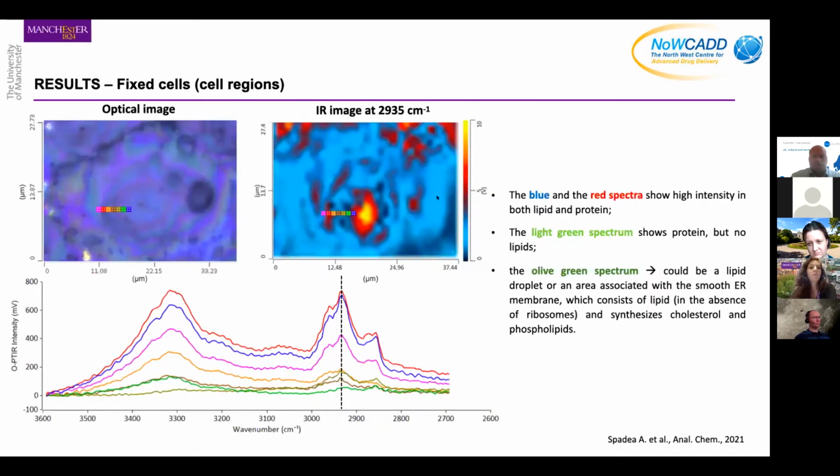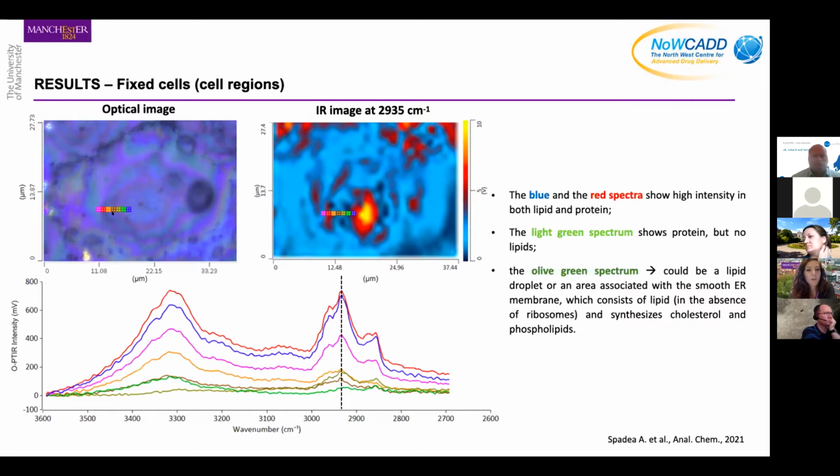But let's have a closer look at the spectra obtained with the OPO laser. You have here the same optical image, and next to it the infrared image of the same cell, taken at 2935. It is interesting to see that there is a high intensity region in the middle of the cell, more or less, which doesn't correspond with the nucleus, I would say, because the dark spot here, which is most likely the nucleolus, is far away from this high intensity region.